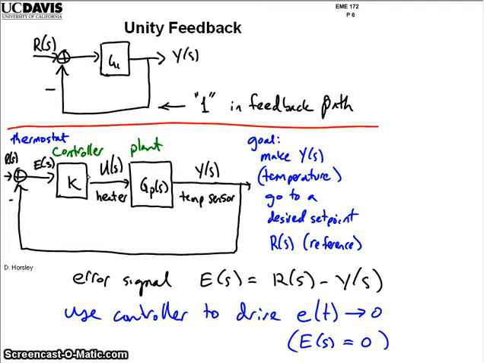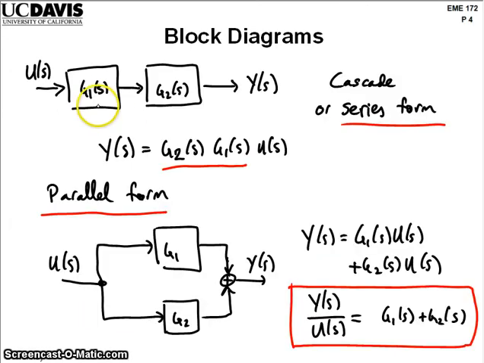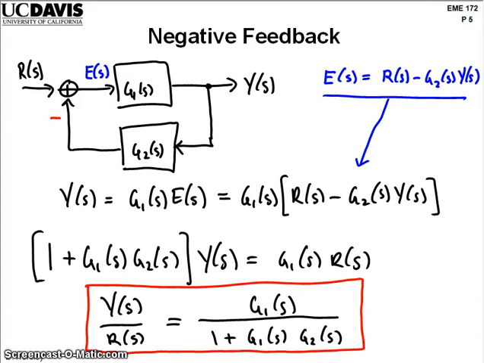And now that I've given you this example, we can go back to what I told you before. Cascade form: when two blocks are followed by each other, we multiply them together. I'm not going to use parallel form at this time. And then I told you about negative feedback, so we ended up with something like this, where the transfer function in the forward path and the transfer function in the return path give us a closed loop transfer function that looks like this. So I can use those two things together.